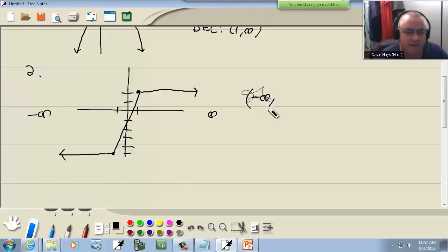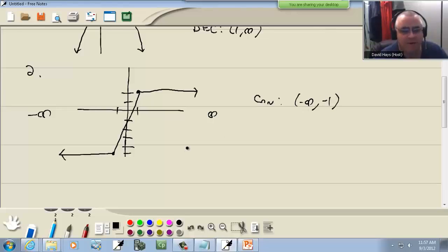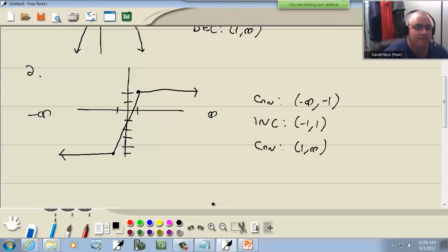And actually, let me put that first. It's constant. It's straight across. So it's constant from negative infinity, and it stops being constant at negative 1. Remember, we only use our x values in our actual answer. And then from negative 1 to positive 1, it's increasing. And then from 1 to infinity, it's constant again. So those would be our answers.